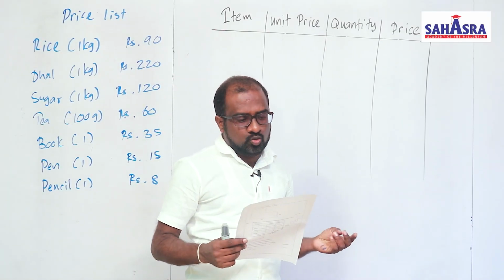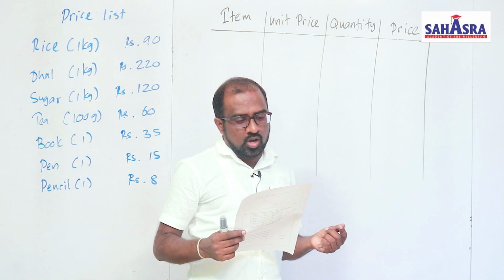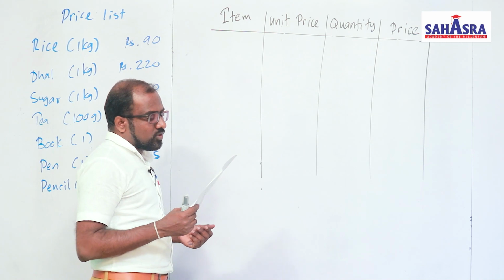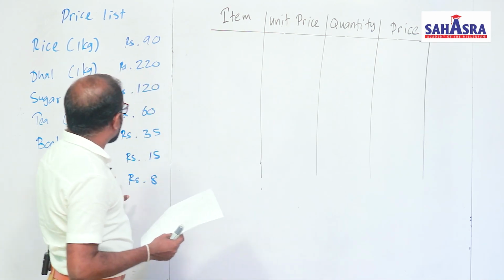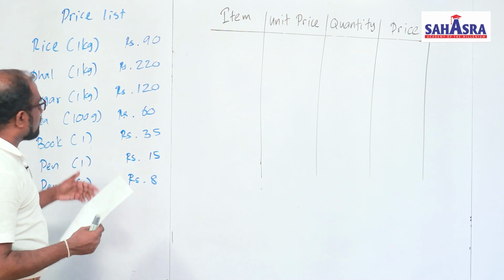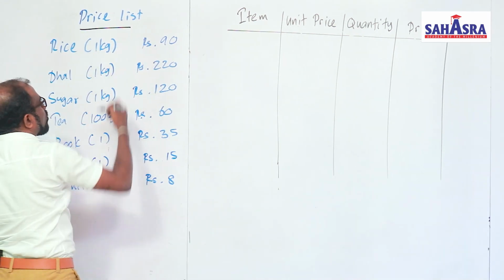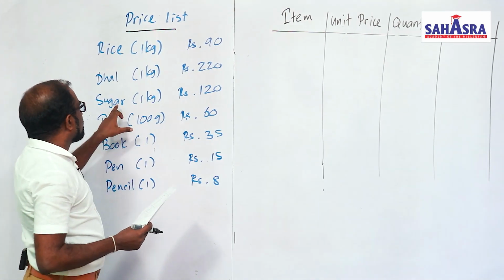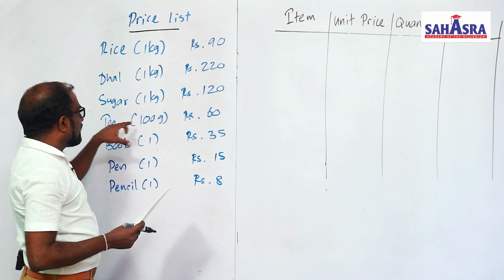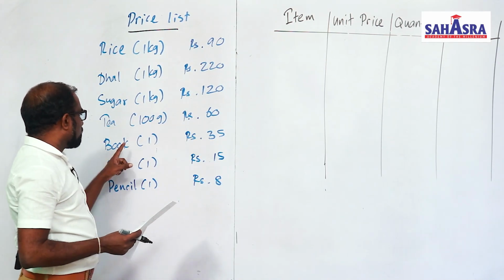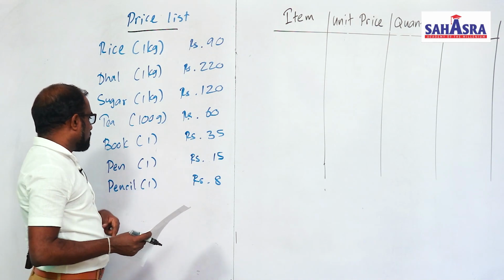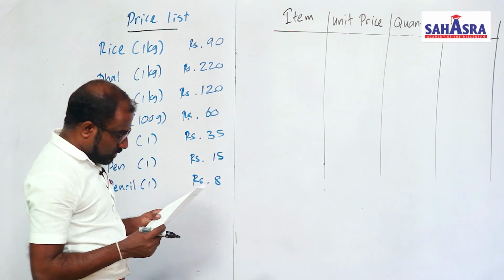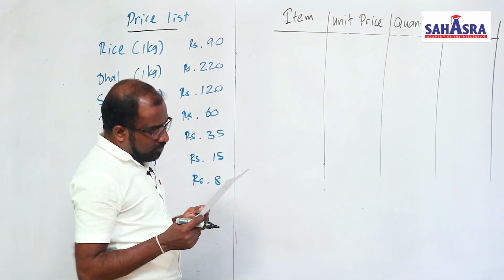Okay, children. So in the last question, question number 5, you are asked to prepare a bill, right? So given below is the price list of a grocery store. So I copied the price list to the board given in the tute. Rice 1 kilogram 90, dal 1 kilogram 220, sugar 1 kilogram 120, tea 100 grams 60 rupees, book each one 35 rupees, pen each 15 rupees, then pencil each 8 rupees. Okay. Someone went to a shop and bought.